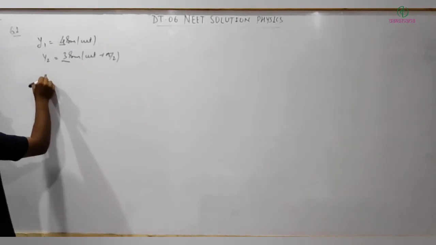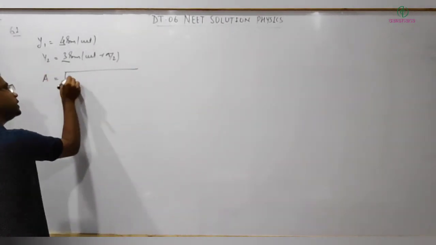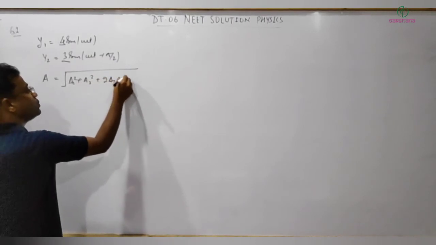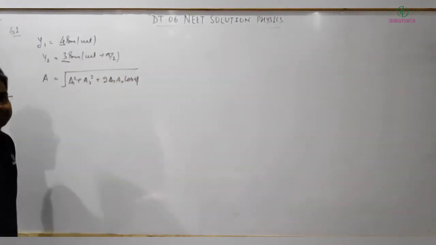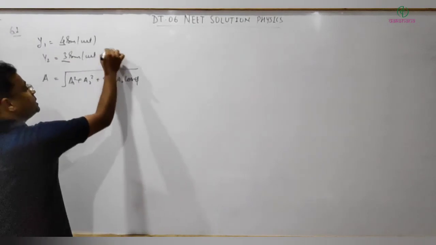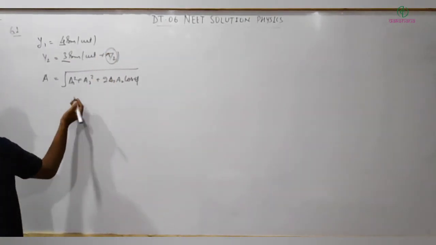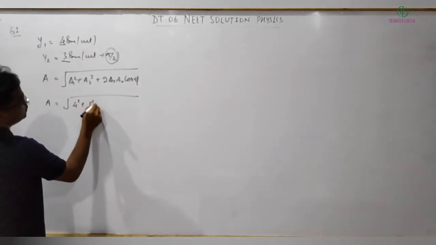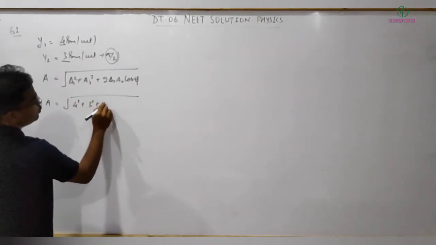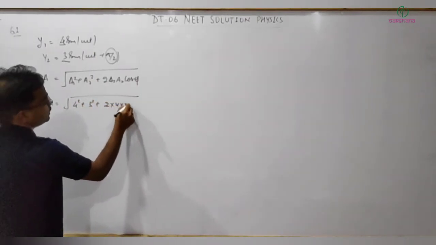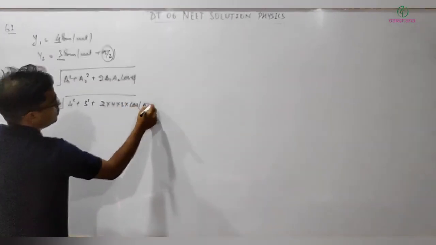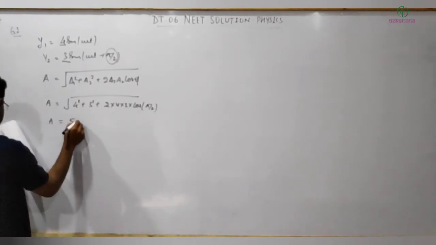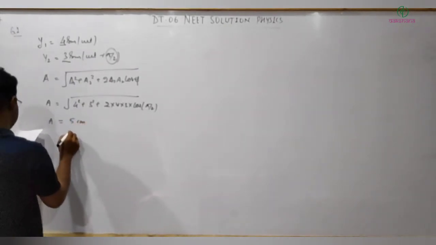Then we know the resultant amplitude is given by the square root of a1² + a2² + 2a1a2 cos φ, where φ is the phase difference, and the phase difference between these two is π/2. Substituting the values, it is 4² + 3² + 2 × 4 × 3 × cos π/2, and solving it we get a = 5, whatever the unit is, centimeters. So the answer is 1.